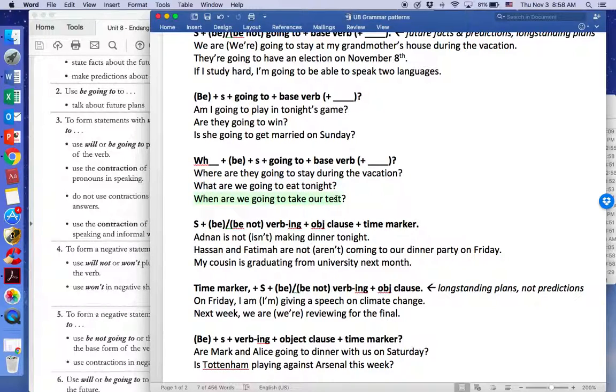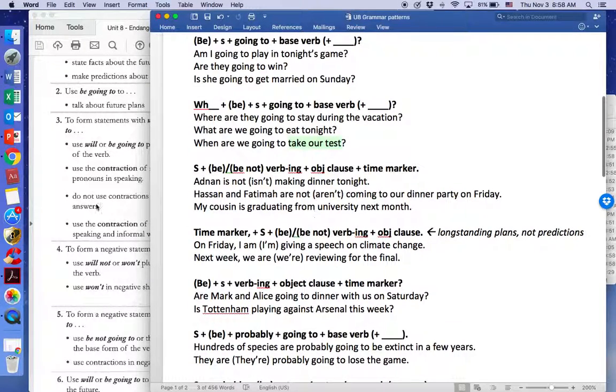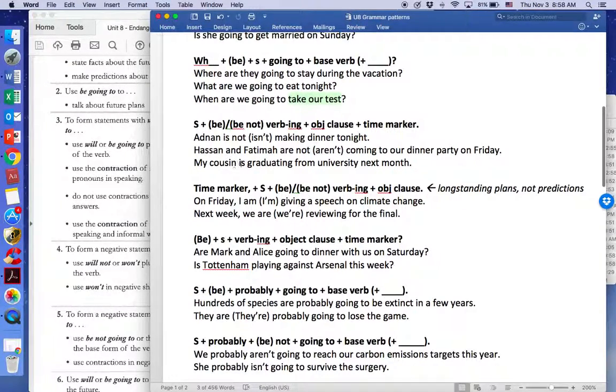When are we going to take our test? WH word, be verb, subject, going to, base verb, optional object clause. We are going to take our test on Thursday. Okay. In this case, it was not an optional object clause because take is a transitive verb which requires a direct object. So in cases where there is a direct object or the verb requires a direct object, we will put our information after that object in the answer.